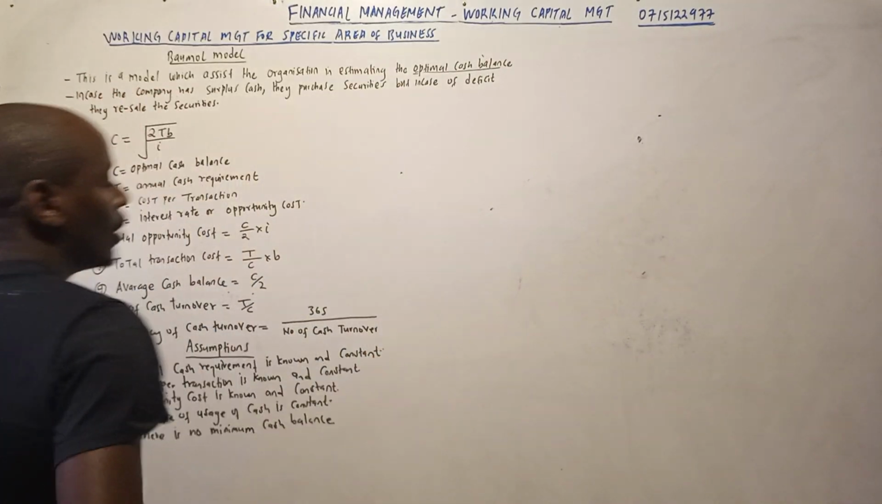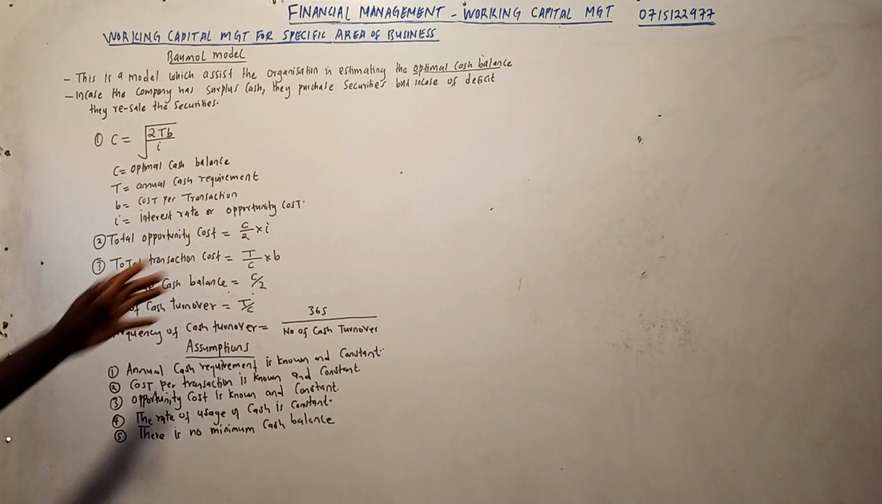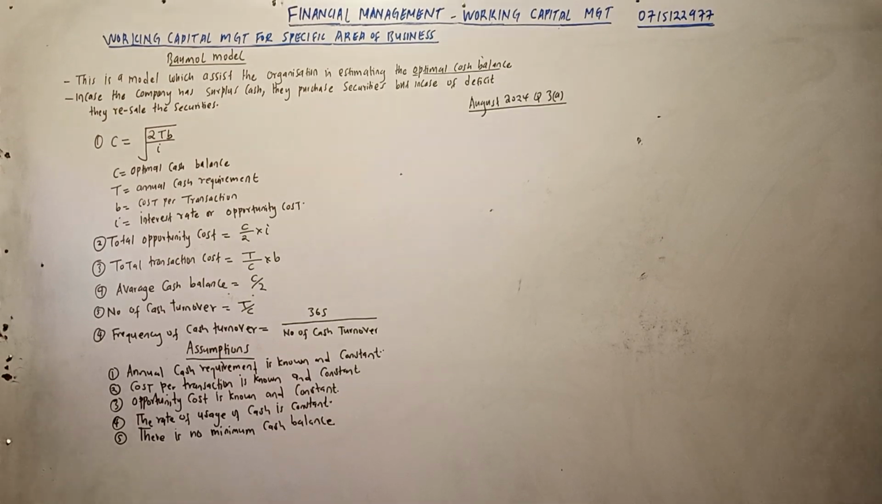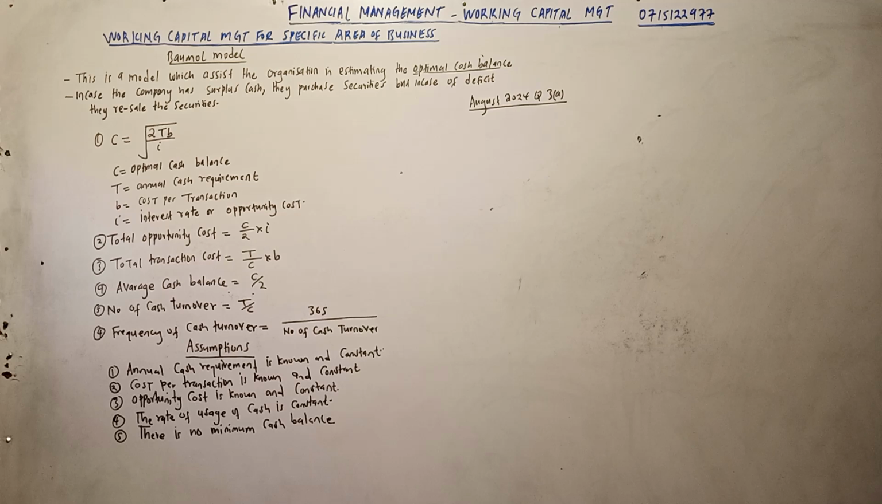So this is all about the Baumol model. It's a model which assists us in maintaining or estimating an optimal cash balance. Let us look for a question in our past paper. August 2024, question number 3A.